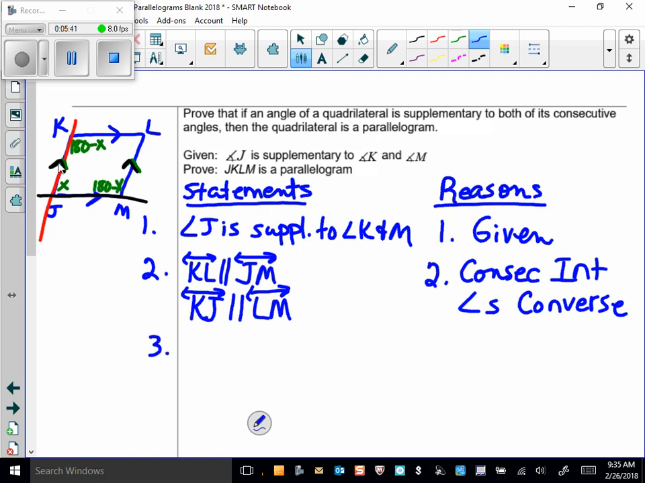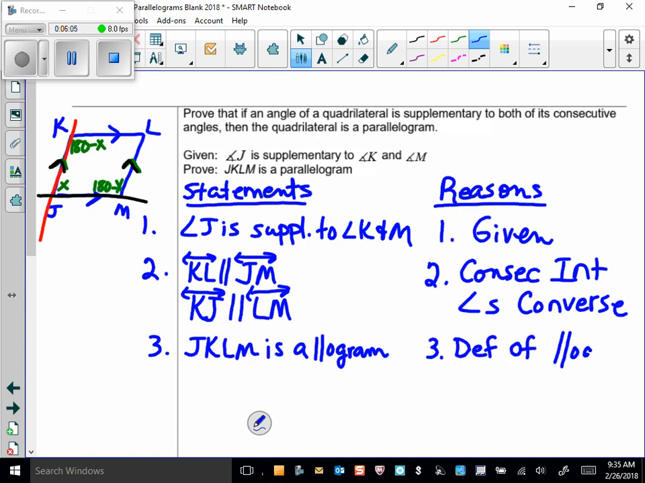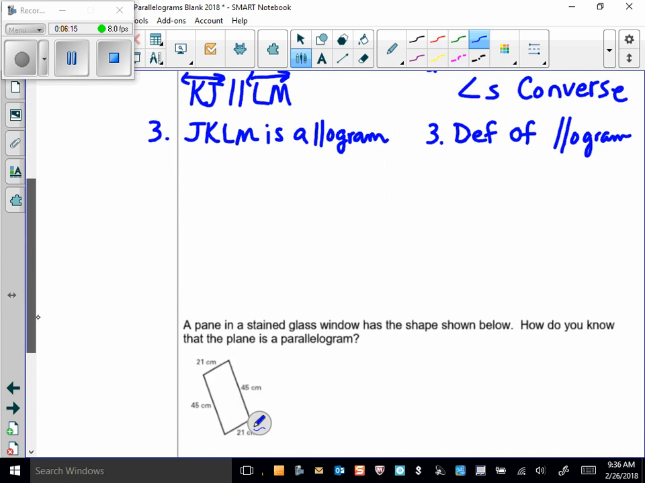I now know that JKLM is a parallelogram. And how is it I know that it's a parallelogram? Oh, because that's the definition of parallelogram: a quadrilateral with both sets of its opposite sides parallel. So definition of a parallelogram. That's how I know that's a parallelogram. Okay, so there's our proof. All right, everybody okay with that? If you're not, put a star on it. We'll talk about it in class.